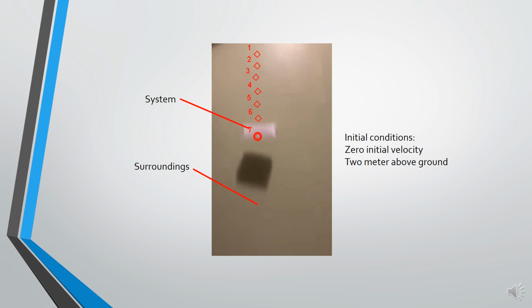The system for this experiment is the paper box that I dropped, and the surroundings are the air and the room around it. The initial conditions are that the paper box had 0 initial velocity and an initial height of 2 meters above the ground.